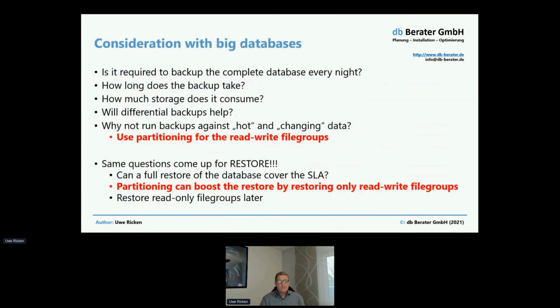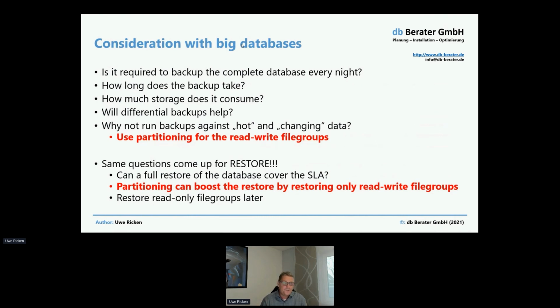So when we're dealing with big databases, you have to ask yourself a few questions. Point first, is it required to back up the complete database really every night? I see customers doing that. That's incredible. How long does this backup take? How much storage do you consume? Will differential backups help maybe? Why not running backup against hot and changing data?